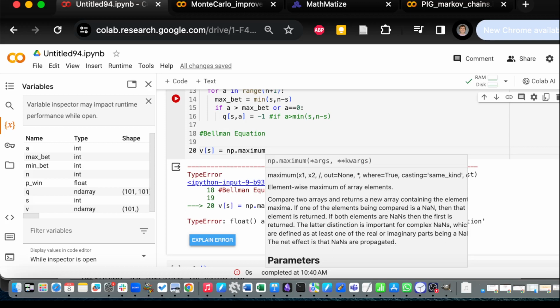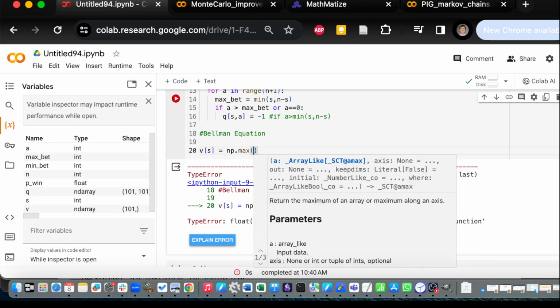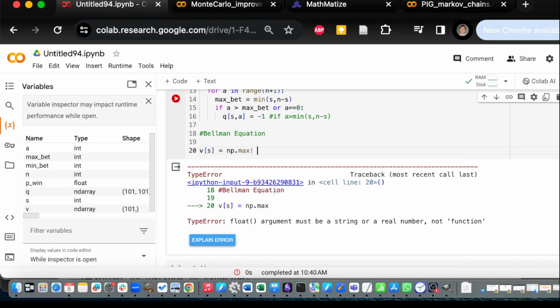What does that tell you? Well, maximum is actually comparing two arrays and telling me the maximum. So it's like I have two things, tell me which one is bigger in each entry, and output something of the same size. It's doing a bunch of comparisons. Whereas max, if you read the documentation, is doing the maximum of an array along an axis. So that's the one we want. We want the maximum of the Q's.